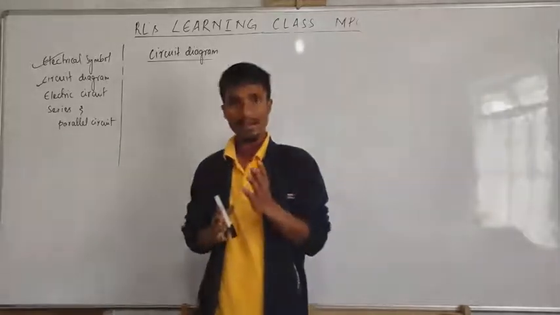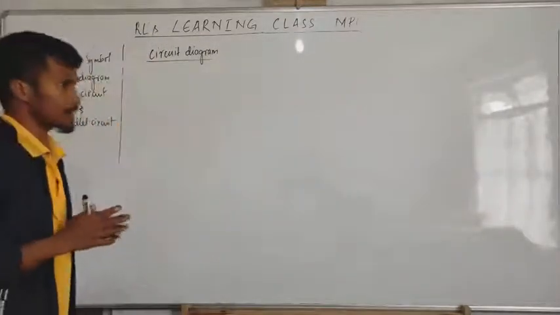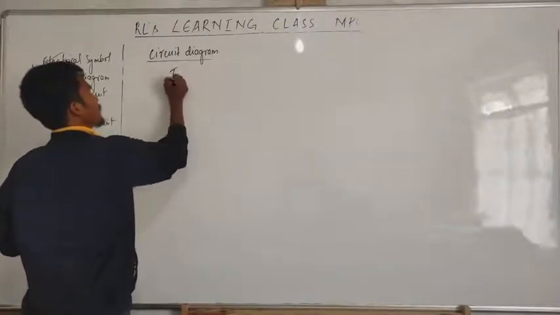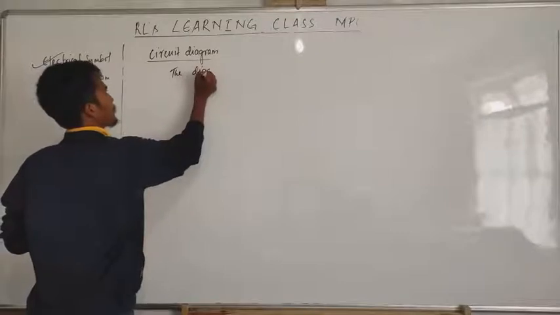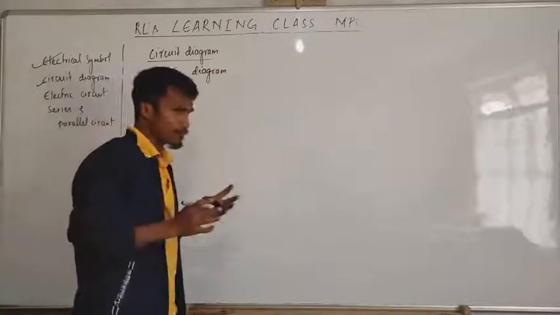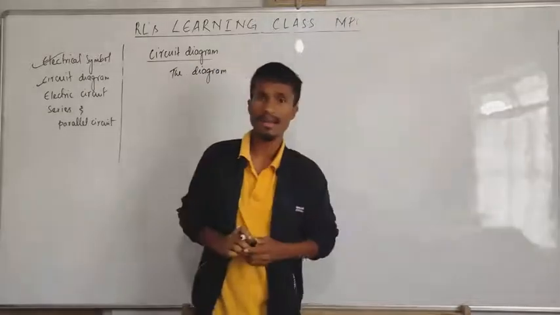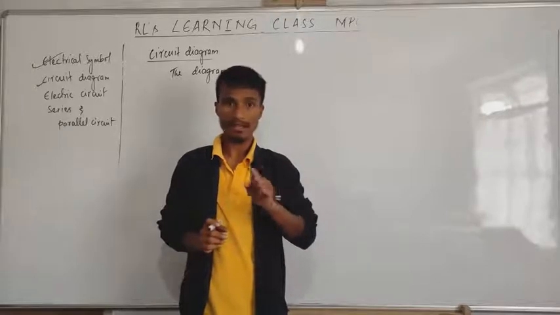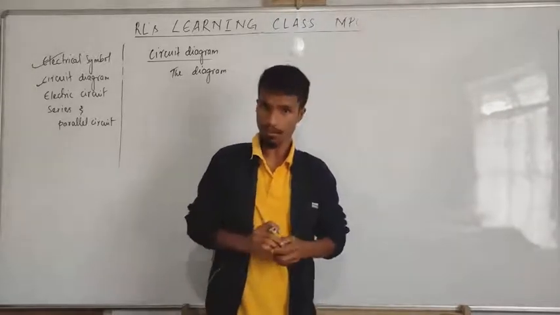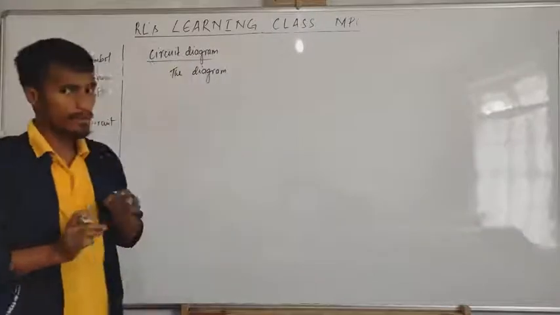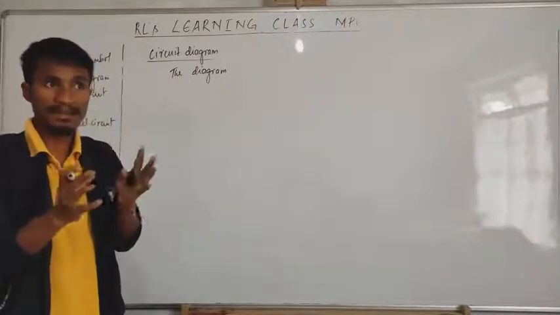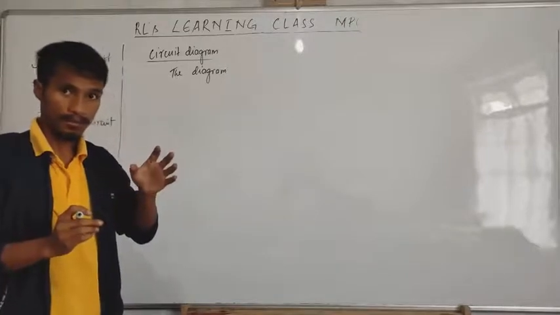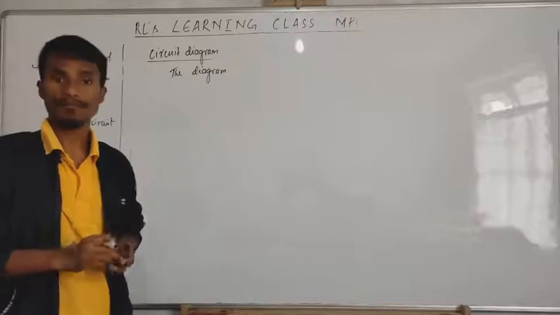What is a circuit diagram? A diagram which shows various electrical components connected in a circuit, either series or parallel, with the aid of symbols. Just remember that. It means a diagram which shows electrical appliances or electrical components connected in a circuit with the aid of symbols.